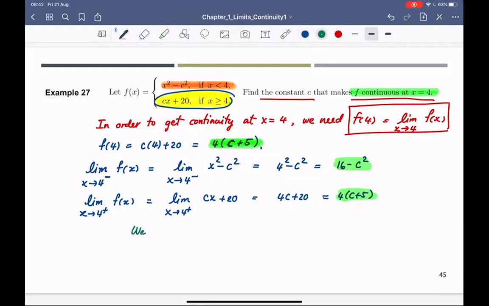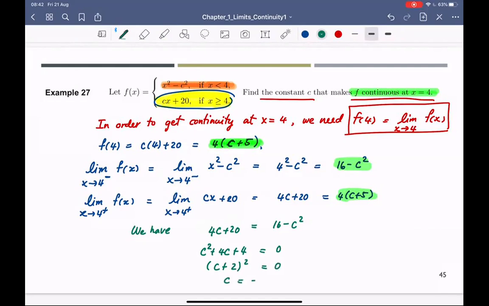So we have c times 4 plus 5 equal to 16 minus c squared. I don't know why I factored this thing, because it makes it a lot harder. So I can change this to 4c plus 20. That's better. So you don't have to simplify, I think. And then you have c squared plus 4c plus 4 equal to 0, which is (c plus 2) squared equal to 0.